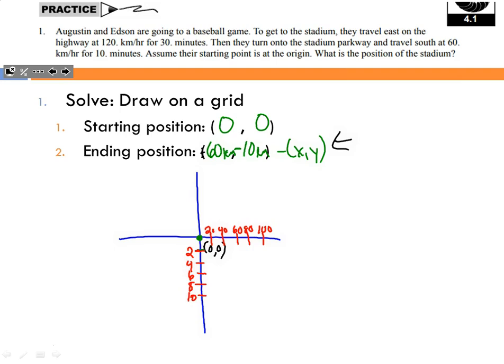And now I'm just going to plot my point. So it says that they went over to 60 kilometers east, and then they headed south 10 kilometers. So this is 60 kilometers, 10 kilometers, and this is the stadium.